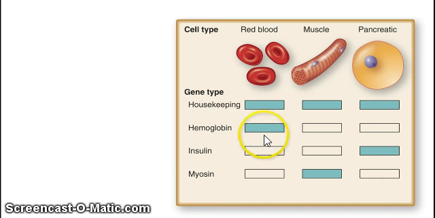Red blood cells might have large amounts of hemoglobin being made. Muscle cells might have large amounts of myosin to enable their contraction, and pancreatic cells may make large amounts of insulin to actually send messages around the body.